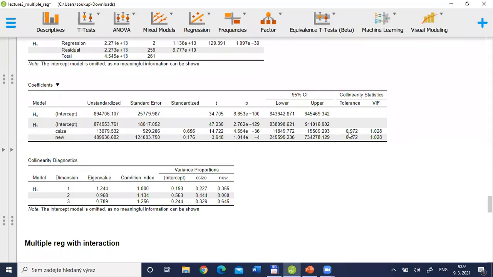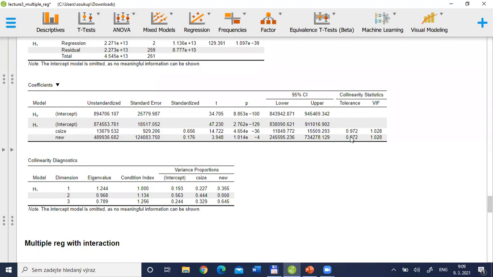So if I check these values, 0.972 for all. It is the same, of course, if I have only 2 variables, the explanation of the first one by the second one must be the same as the explanation of the second one by the first one.